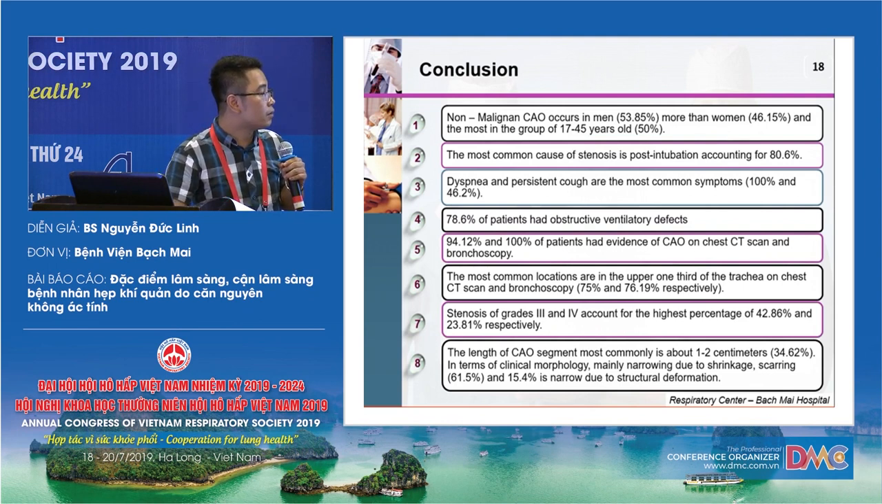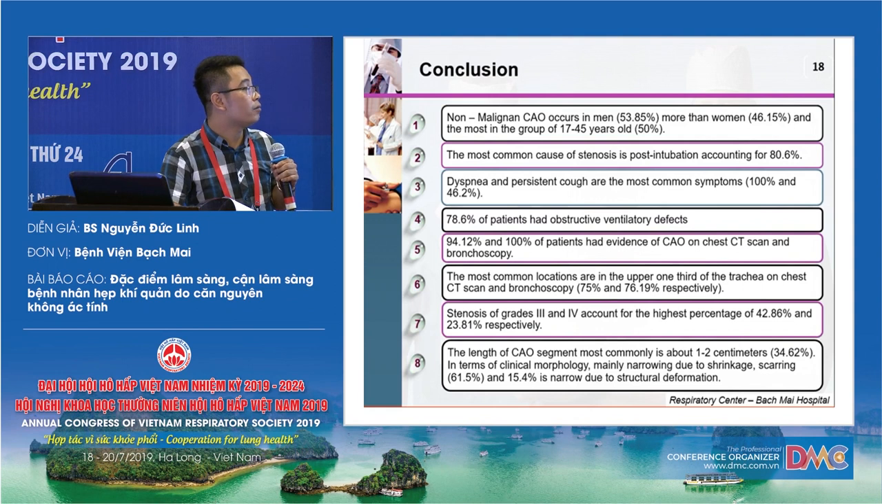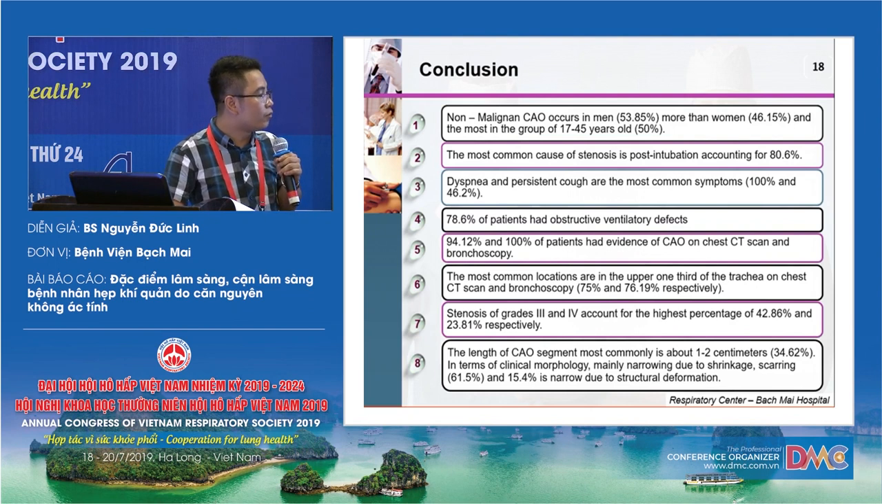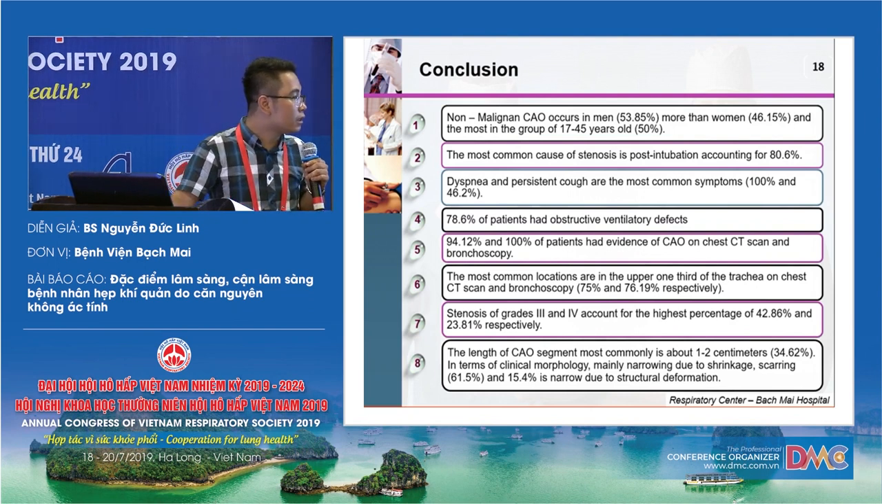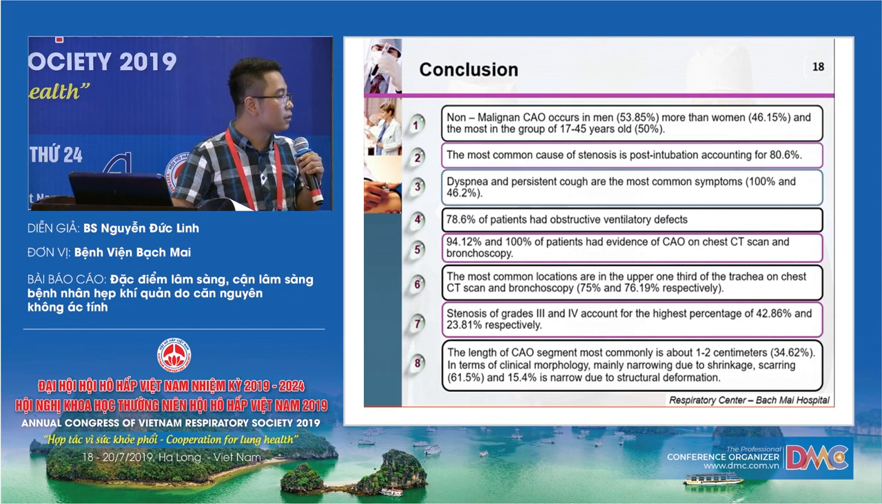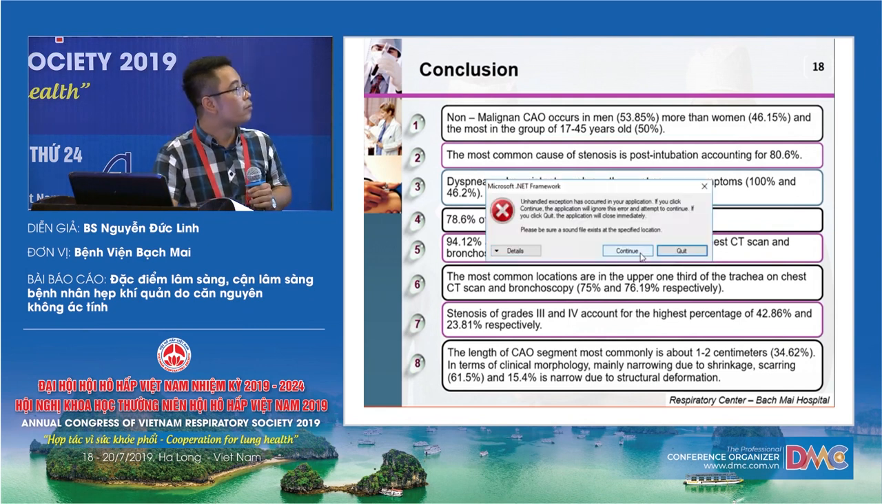The length of the stenosis segment is most commonly about 1 to 2 centimeters. In terms of clinical morphology, it is mainly narrowing due to shrinkage and scarring, about 61%, and 50% narrowing due to structural deformation.